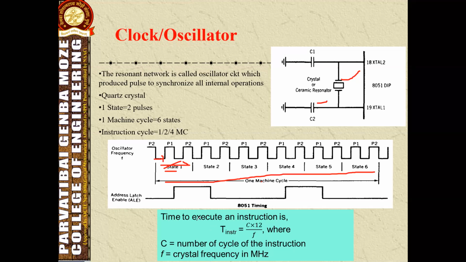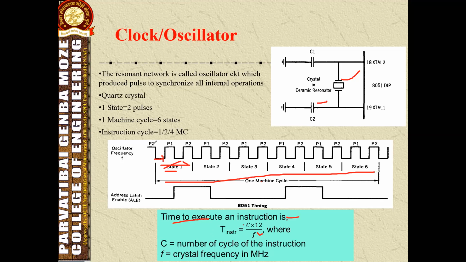In our application, how can we say what time we need for execution of an instruction? There is a formula, and using it the time can be calculated. Here T is the time required for execution of the instruction, C is the number of cycles taken, into 12 divided by the crystal frequency. The frequency generated by the crystal used will be put here. Using this formula, we can calculate the time required for execution.